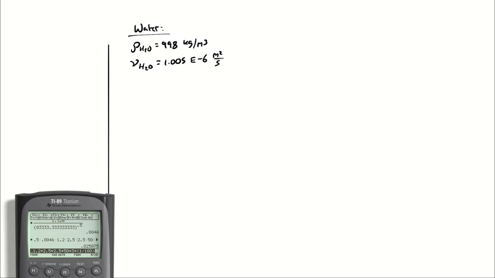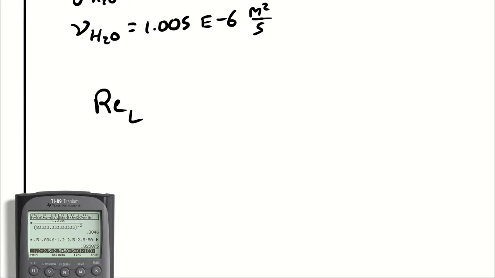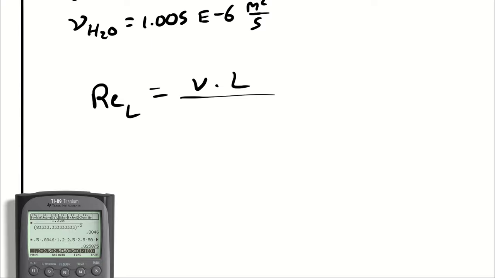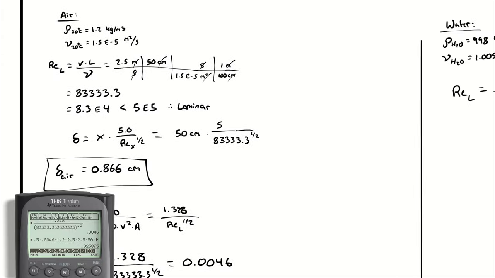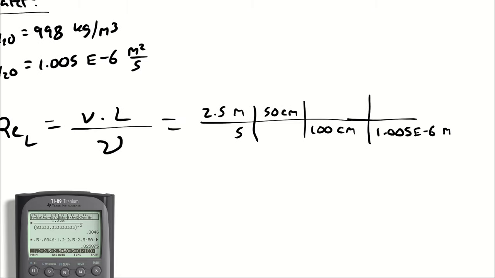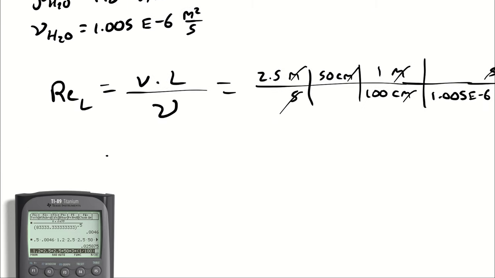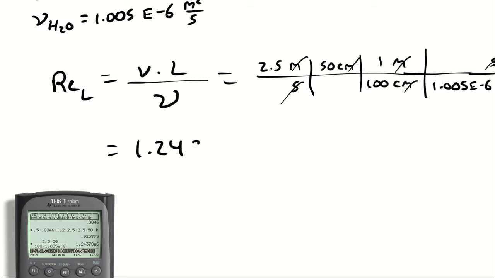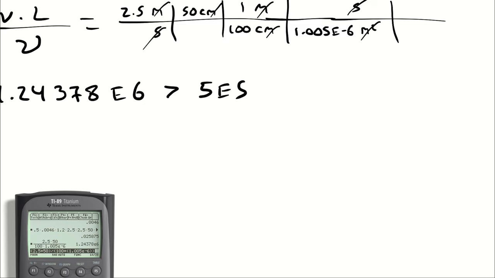For water, we're going to start with the same relationship, the Reynolds number at the end of the plate, and we're going to deduce the flow characterization across the plate based on what we get for a Reynolds number at the trailing edge. So velocity times length divided by kinematic viscosity of water. So 2.5 times 50 divided by 100 times 1.005 e to the negative 6 gives us a Reynolds number of 1.24 e6. That's greater than 5 e5, which means we have turbulent flow.